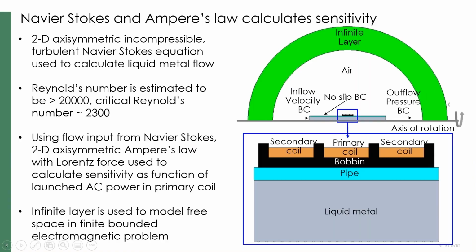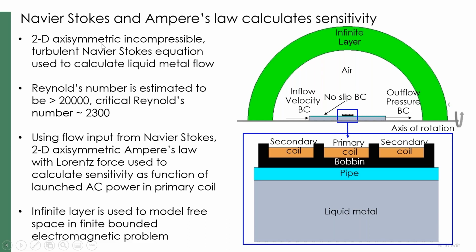So again here, that was what the measurement setup is, but the measurement measures the sensitivity as a function of frequency. What we desire is a flow. So this is again something you need modeling to interpret. So here we use the combined Navier-Stokes and Ampere's law. So this is done using the COMSOL CFD module as well as the AC/DC module.